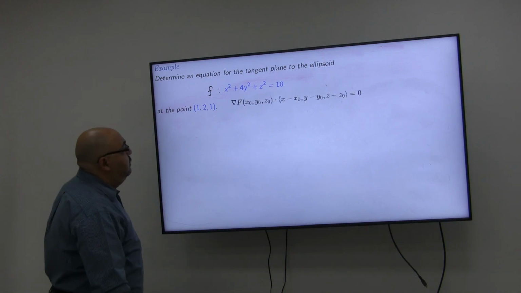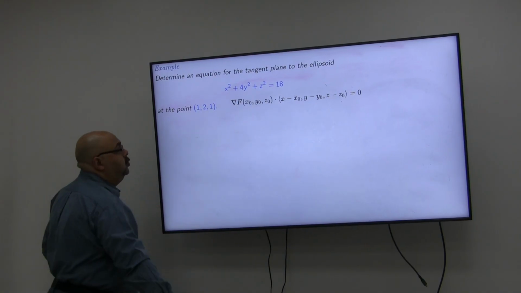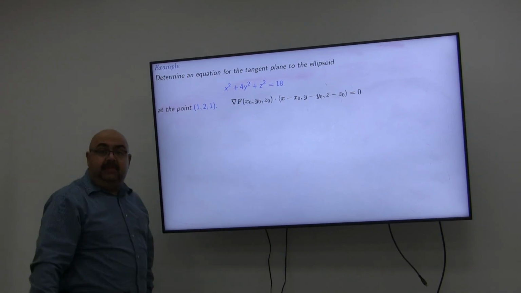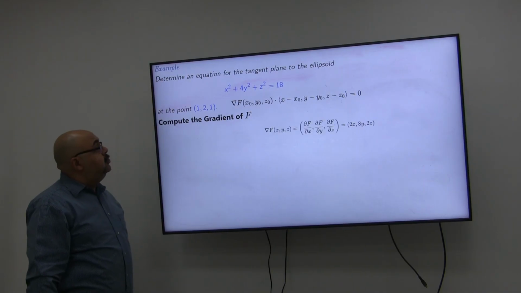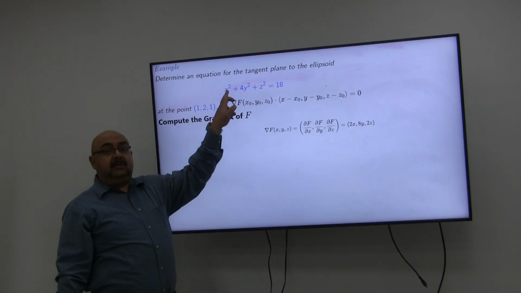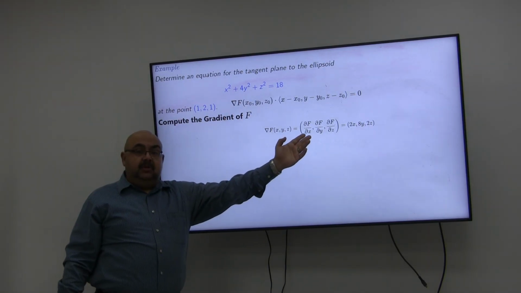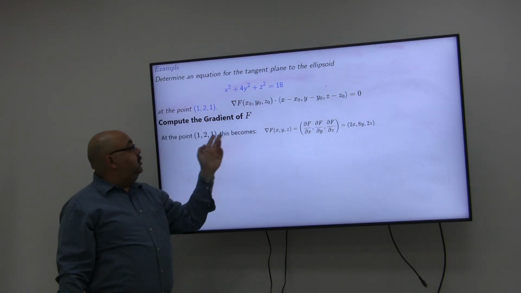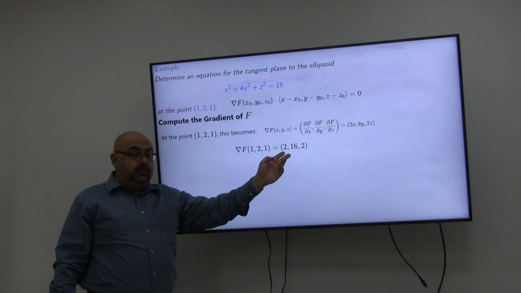So the first step, as I told you, that's the equation of the plane. So I need to evaluate the gradient vector and the position vector. The gradient vector is very, very simple. All I have to do is differentiate this function with respect to x, differentiate with respect to y, differentiate with respect to z. Those are the derivatives. Substituting at 1, 2, 1, which leaves me with 2, 16, and 2.